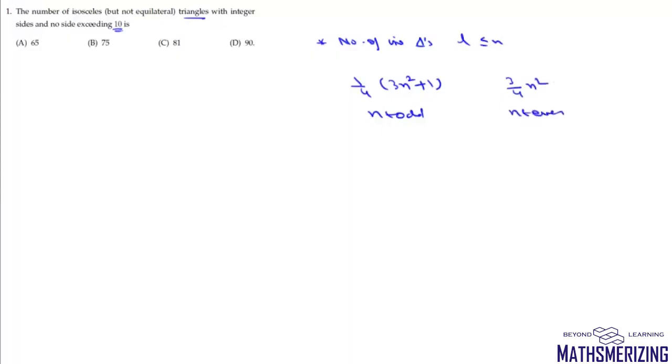First, we can solve this question using a direct formula, and the formula is: the number of isosceles triangles such that side length L doesn't exceed n is given by 1/4 (3n square plus 1) when n is odd, and it is 3/4 n square when n is even. Now in this question we need to find the number of isosceles triangles not exceeding 10. So that means the value of n here is 10, which is an even number. So the total number of isosceles triangles will be 3/4 into 10 square.